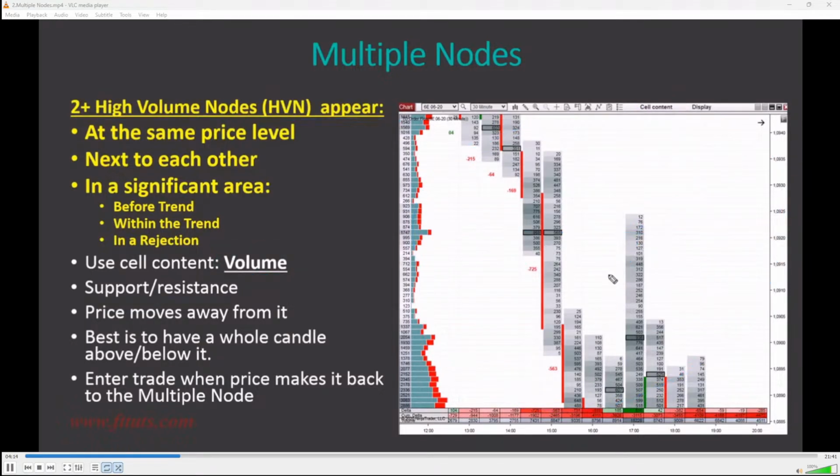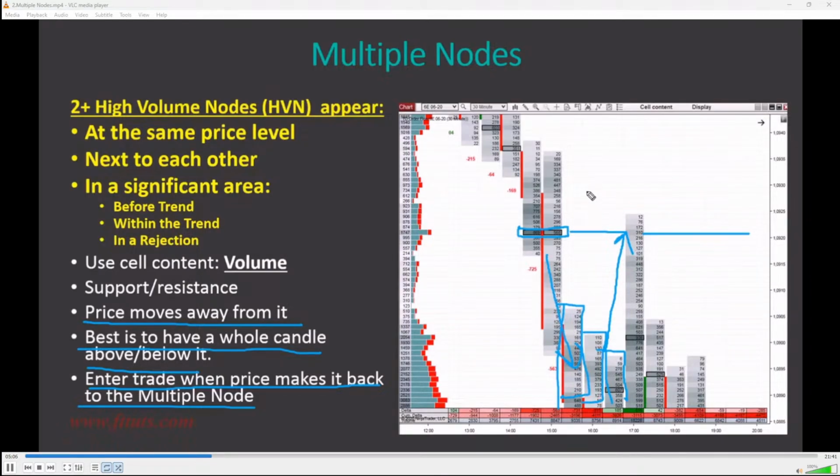This is a resistance. And what you want to see is that the multiple node forms and then price moves away from it, like in here. The price moved downward, and best is to have a whole candle or more candles above or below it. In this case, the price is moving downward, so you want to have two or more whole candles, wick of the candle included, below this double node. So this is the first candle, this is the second one, this is the third one, 3 candles below it. And then you want to wait for a pullback, so you enter a trade when price makes it back to the multiple node. There is the pullback. This is the resistance. So this is where you enter your short.